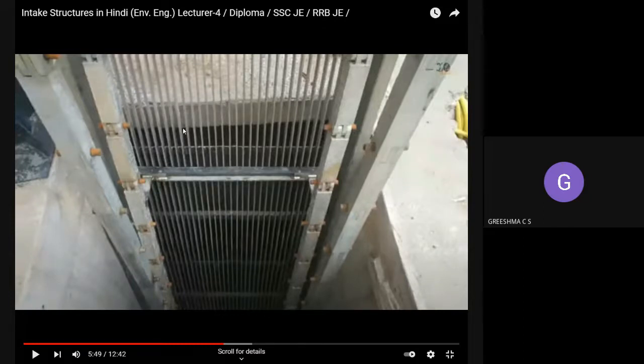So this is the coarse screen that is provided. When the water is allowed to flow through this structure, the big suspended matters will be captured over here, so they won't enter inside the intake structure. Only water will be entering into the intake structure. You can see this is the coarse screen.